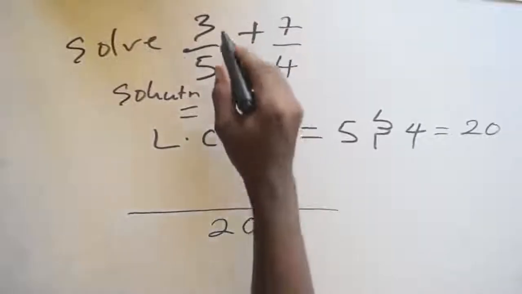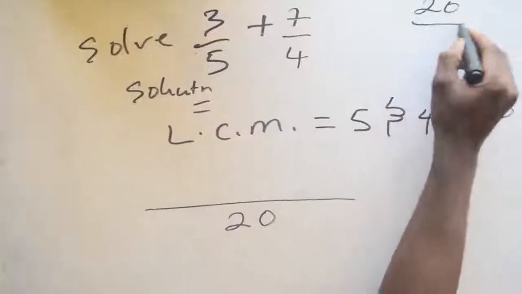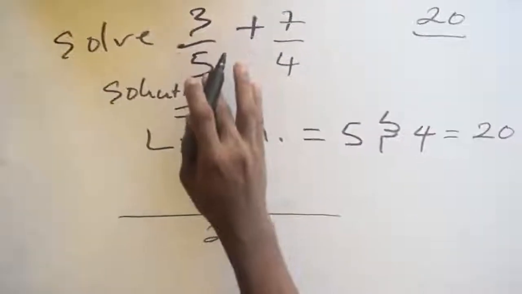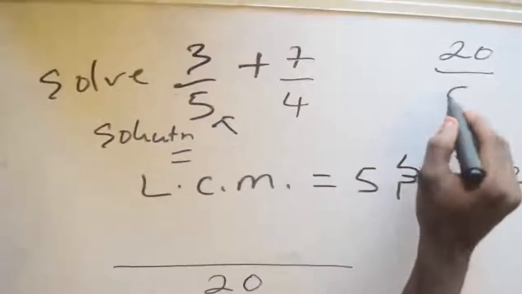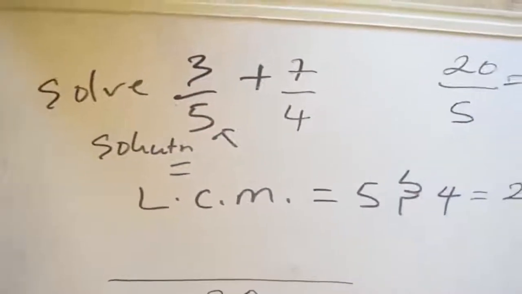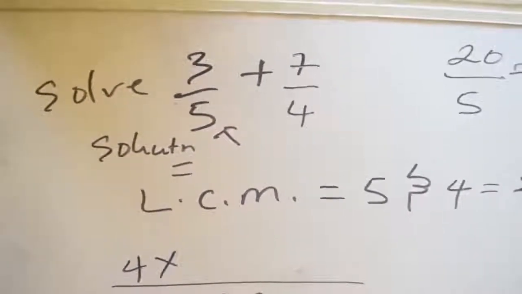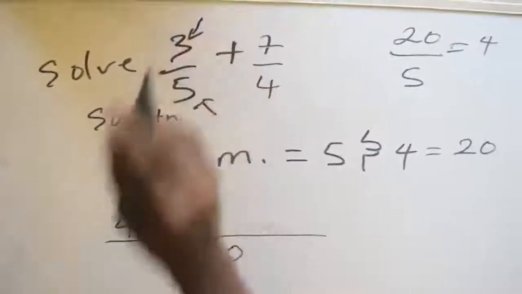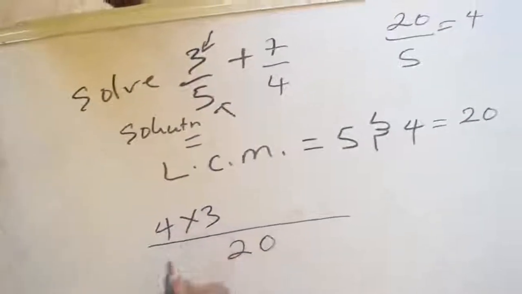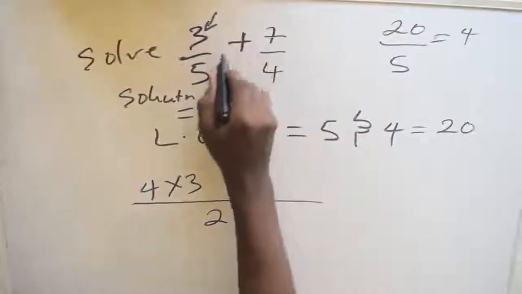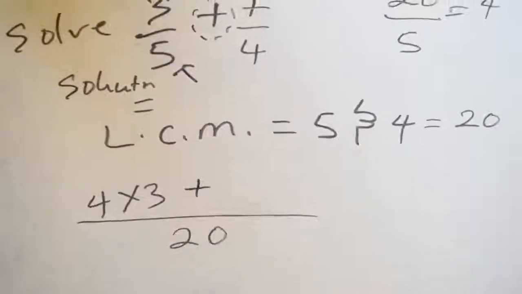You go back to the question, we have 3 over 5. Use the LCM, which is 20, and divide the LCM by the denominator of the first fraction. The denominator here is 5. So 20 divided by 5 will give you what? 4. You bring down 4 here. You multiply by the numerator of the first fraction. The numerator here is what? 3. So we have 3. When we are done, we move straight on. We see this sign, which is addition.